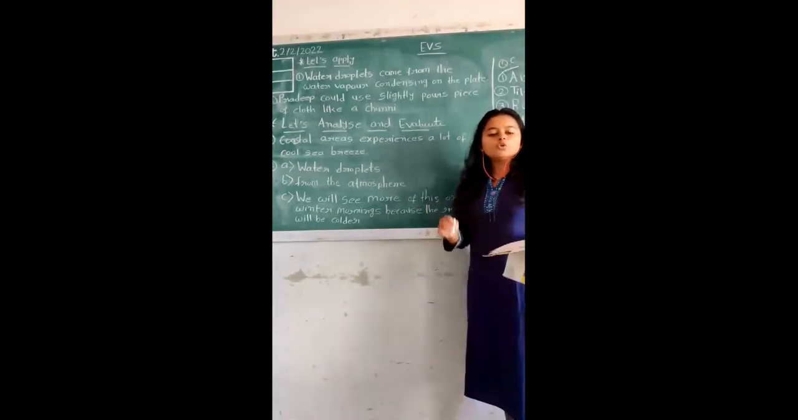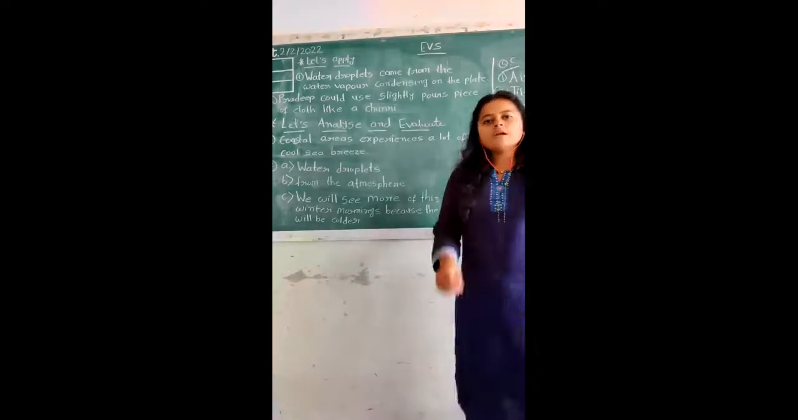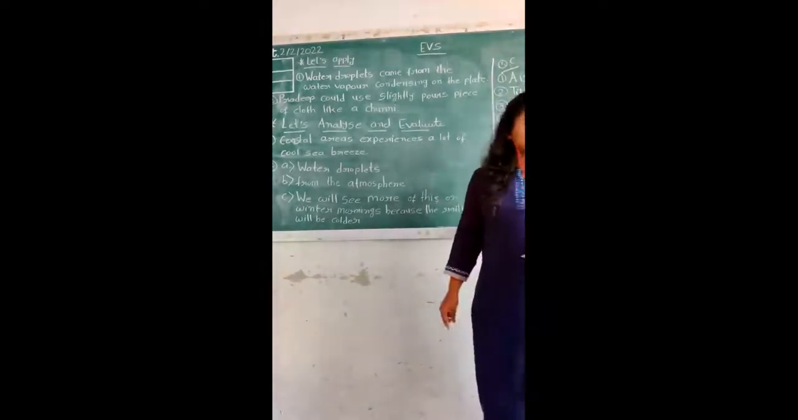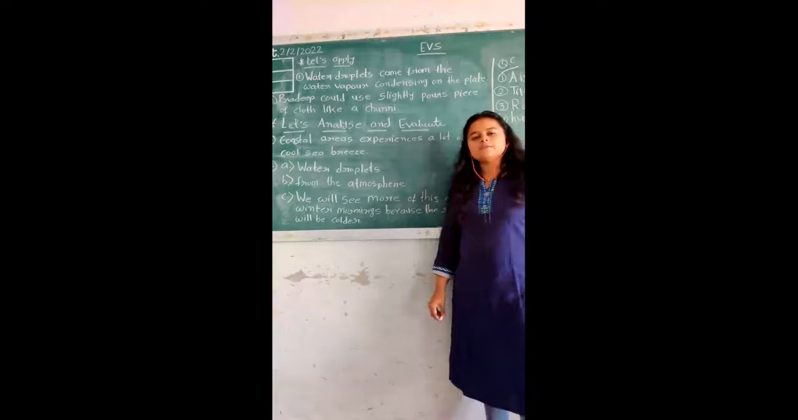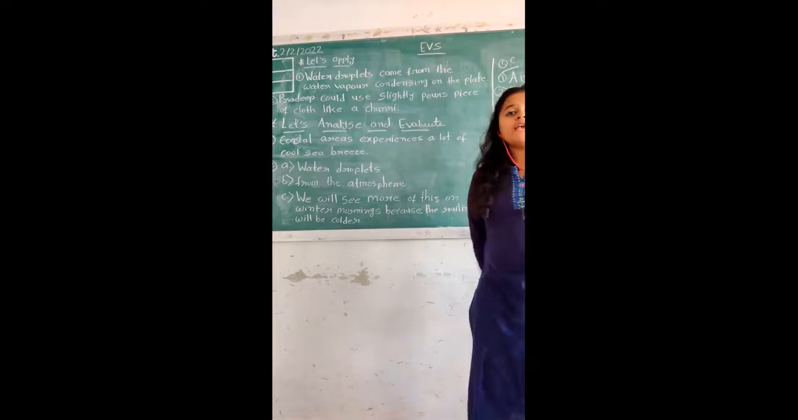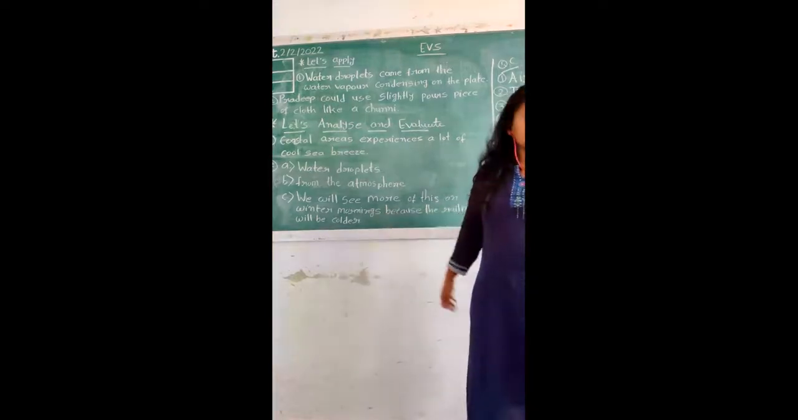Look at the first question. What do you see on the railing? Look at the picture that is given to you. What have you seen in that picture? Observe the picture. Water droplets, right? We have seen the water droplets on the metal railing.